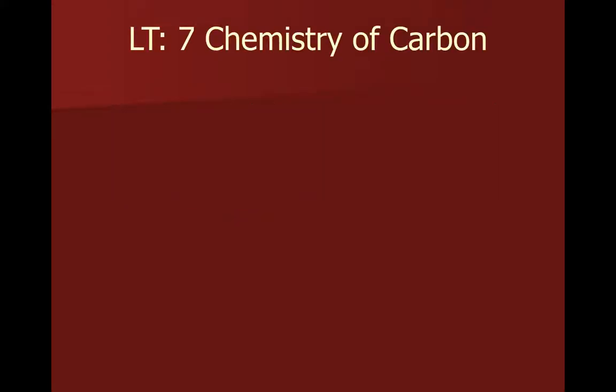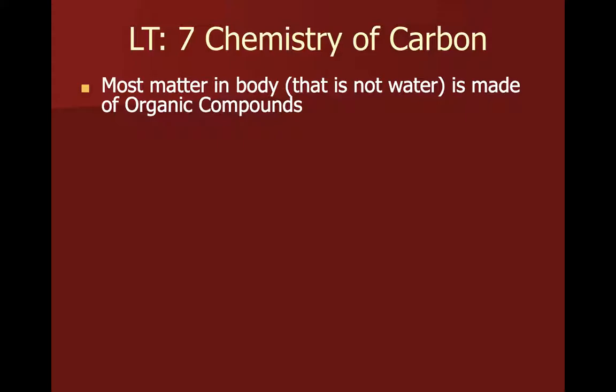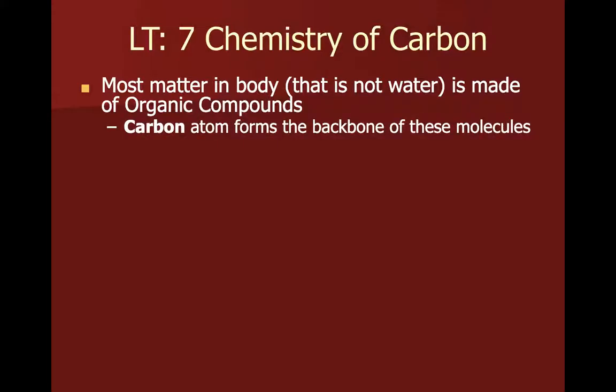So, the chemistry of carbon. Most matter in your body is made up of organic compounds. Now, what we mean by organic compounds are compounds or molecules that are made out of these 4 elements, right? Like carbon, hydrogen, nitrogen, oxygen. You can also throw in phosphorus and sulfur and these sorts of things. So, carbon is important because it forms the backbone of these molecules. It forms that inner structure that allows them to exist.